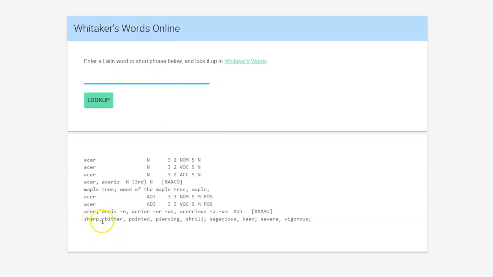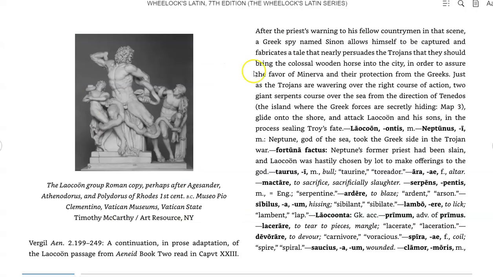So sharp Minerva: bitter, piercing, shrill, sagacious, keen, or severe. So the idea, of course, is the gods are more powerful than Laocoon, and hence human religions, because he's a priest. So you can decide which translation is going to work for you on that.